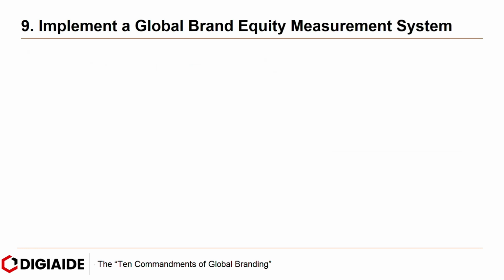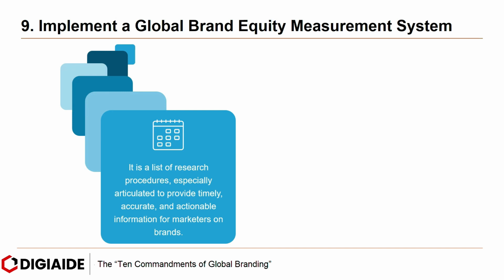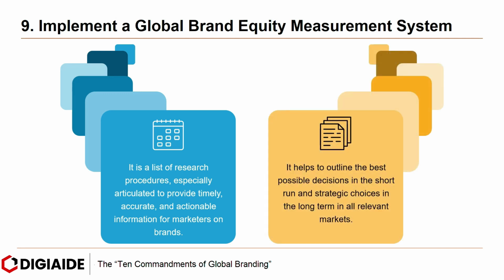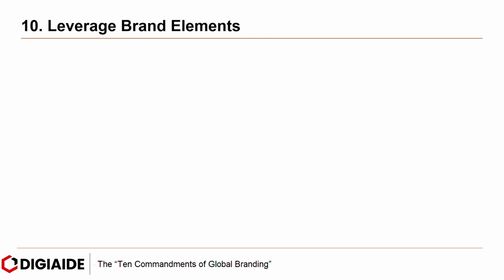Moving on to the 9th commandment, that is, implement a global brand equity measurement system. It is a set of research procedures especially articulated to provide timely, accurate, and actionable information for marketers on brands. Further, it helps to outline the best possible decisions in the short run and strategic choices in the long term in all relevant markets.